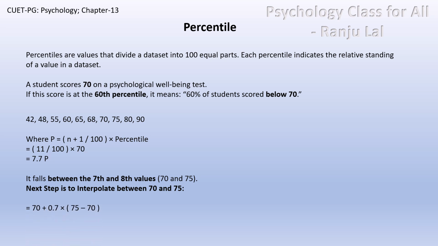Here the answer is: the 70th percentile score is 73.5.